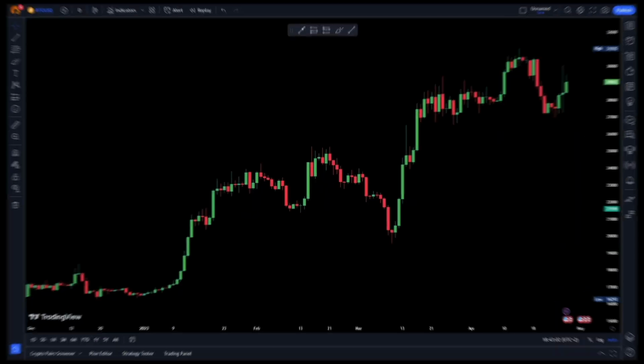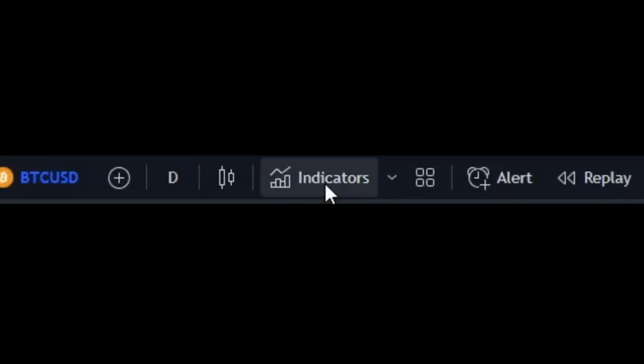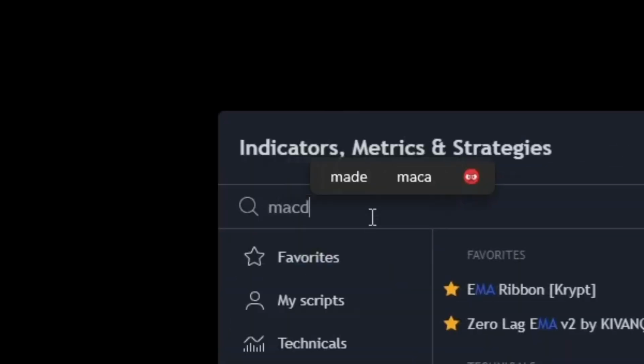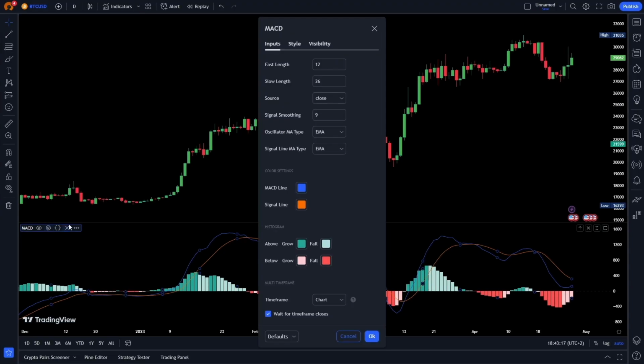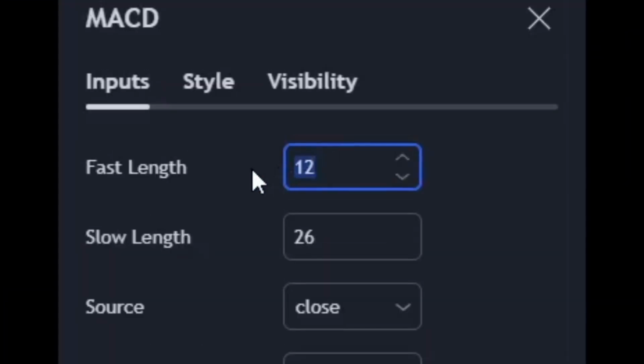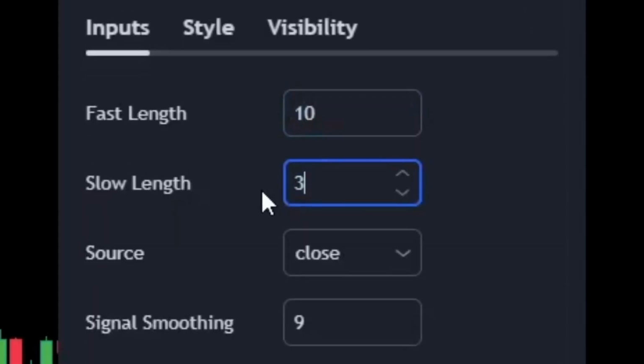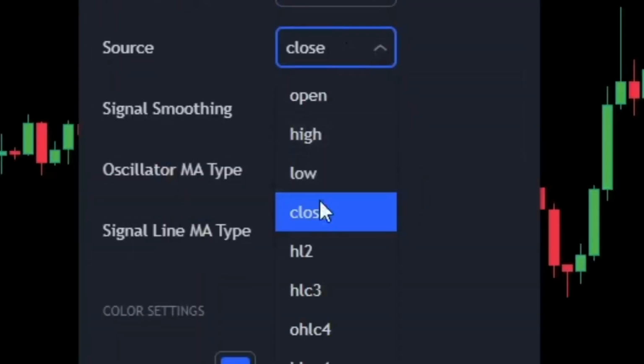Now, let's jump to TradingView. Click here on Indicators, look for MACD or Moving Average Convergence Divergence. Choose this one, and let's jump to Parameters, and let's set up the indicator. The values used with this indicator in the all-max strategy are different from the default parameters. Here, for the fast EMA, we are going to use the length of 10. For the slow EMA, we are going to use the length of 30. And the source should be the closing value.